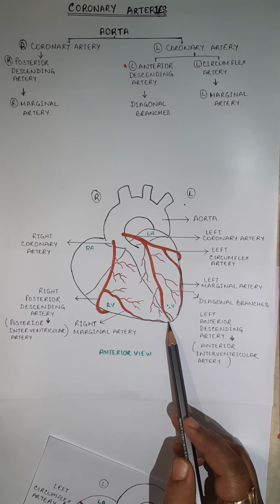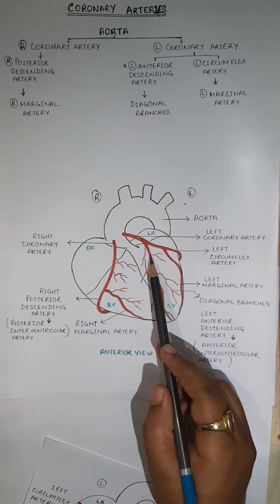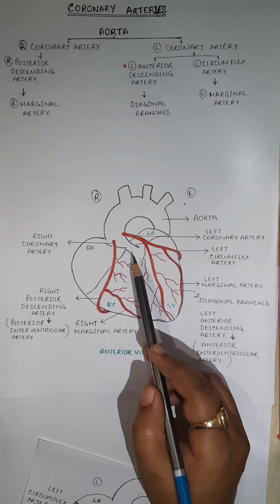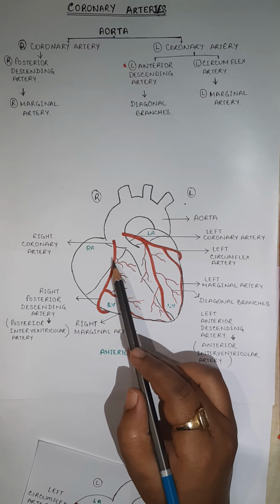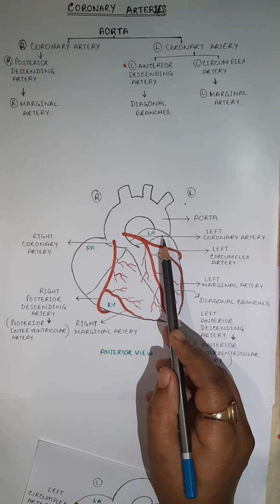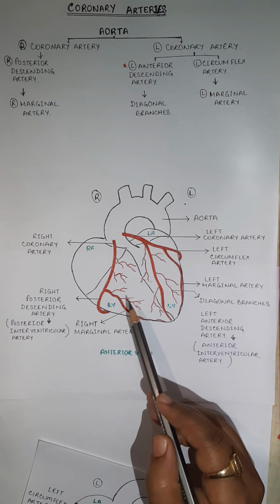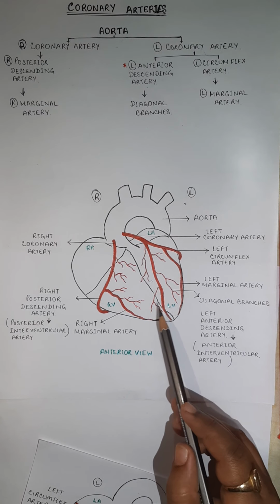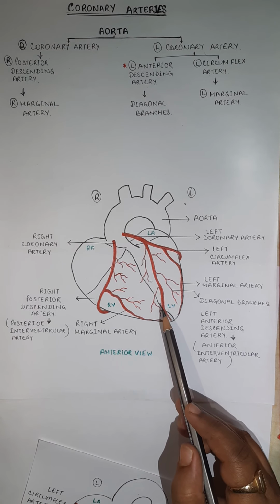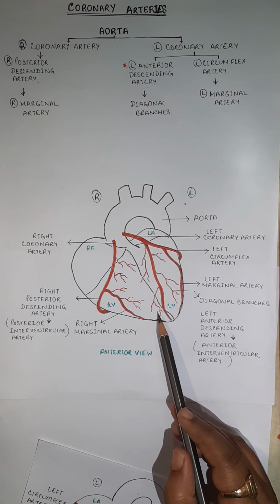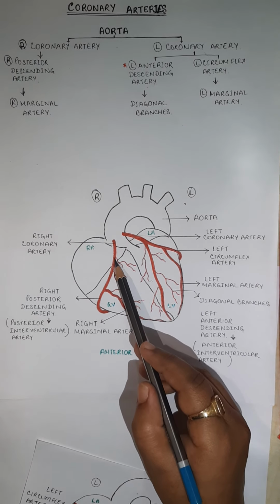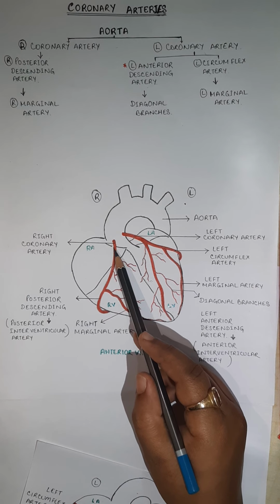Okay, this is also known as the anterior interventricular artery because, as you can see in the diagram, it supplies in between both the ventricles. If you see the diagram, the upper part is the right atrium, this is the left atrium, and these two are the left and right ventricles. So when this artery descends down, it supplies both the ventricles. So this is also known as the interventricular artery.